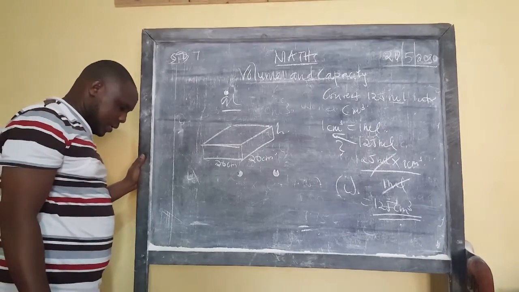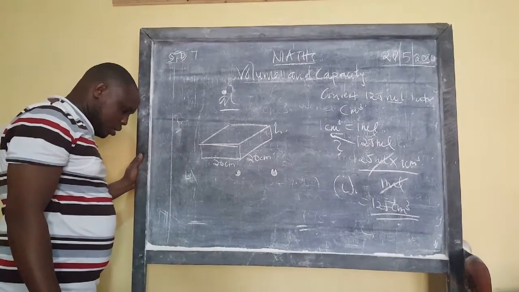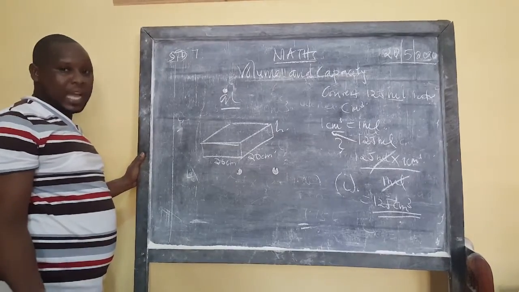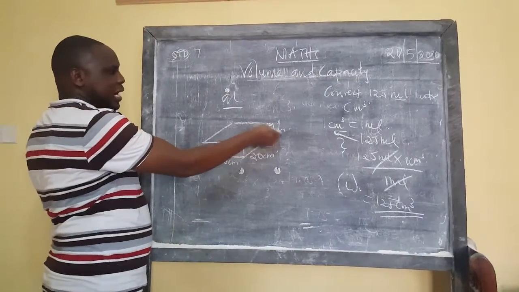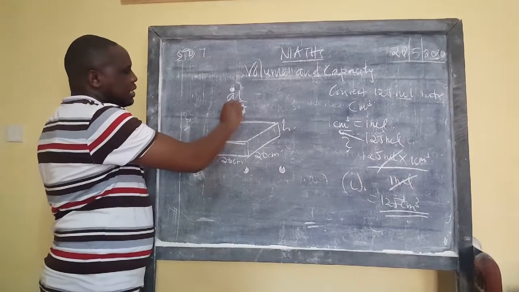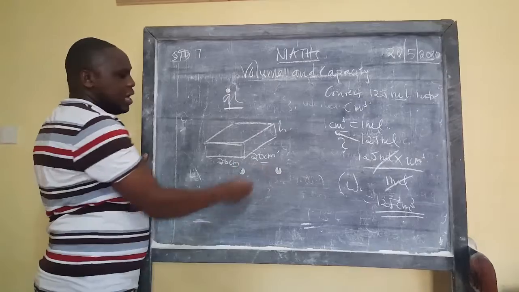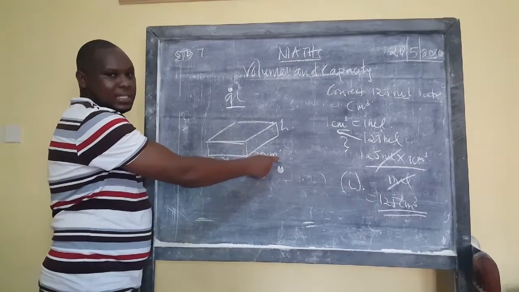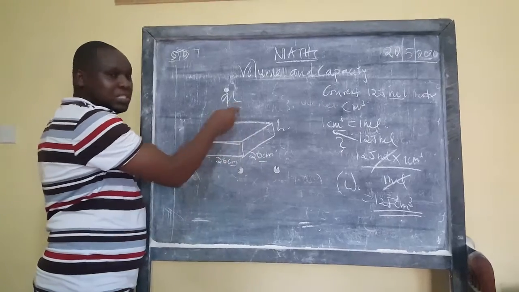The question is, how deep is the water in the container? Depth means height. So we want to get the height of this water. So what can we do? We are going to change these 9 liters into these units here. If we are supposed to calculate the volume of this, it's going to give us cubic centimeters. So we are going to change these liters into cubic centimeters.